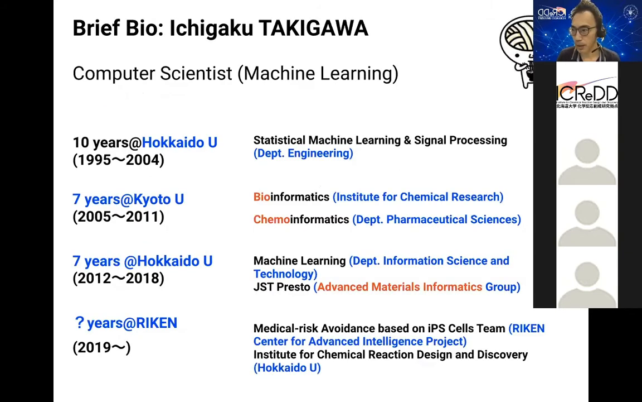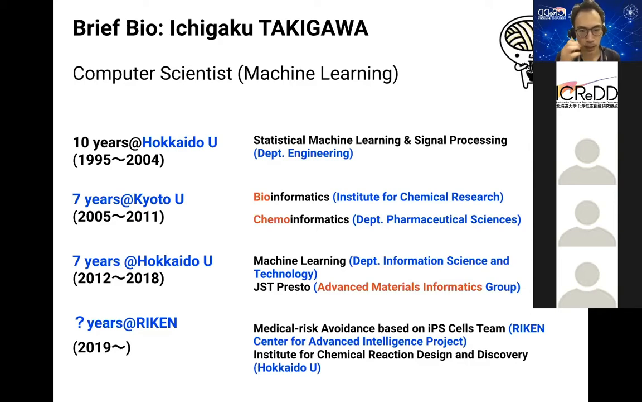My name is Ichigaku Takigawa, and I'm from the Institute for Chemical Reaction Design and Discovery, Hokkaido University, as well as the RIKEN AIP Center, which is the research center for machine learning. Basically, I am not a chemist. I'm a computer scientist, and my research topic is machine learning. So today's topic is basically some basics of machine learning, in particular when we try to apply machine learning to your problem, more specifically, a chemical problem.